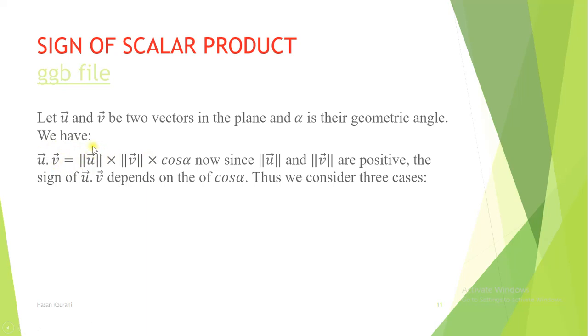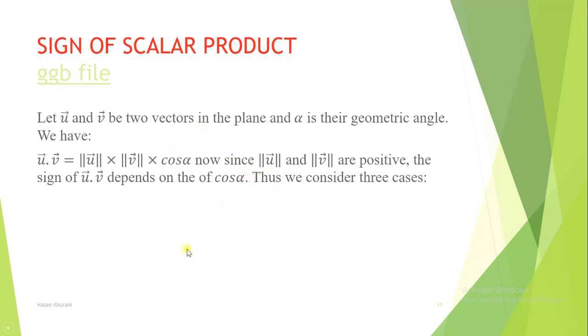This expression reveals that these are positive. Why? Since they are lengths. Magnitude is the length of a vector, and lengths, as you know, are always positive. So the sign of u dot v depends on the sign of cosine alpha. As you know, the cosine of any angle is bounded between -1 and 1. We saw this on a trigonometric circle. So the sign of u dot v, as I have said, doesn't depend on these, since they are always positive, so it depends on just cosine alpha, as mentioned here.